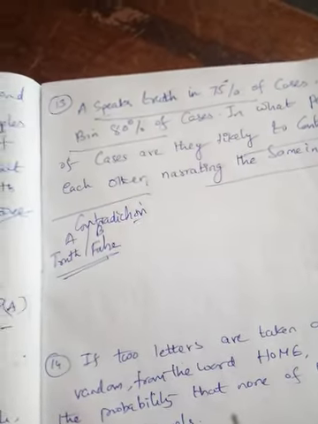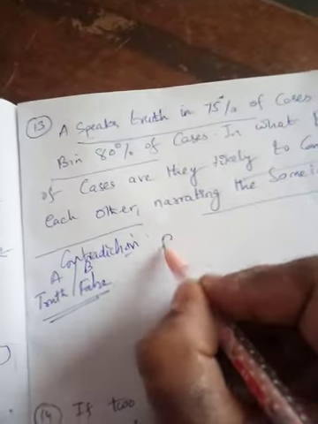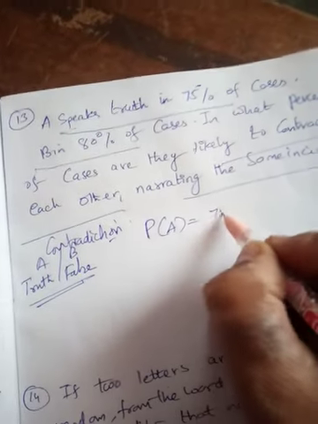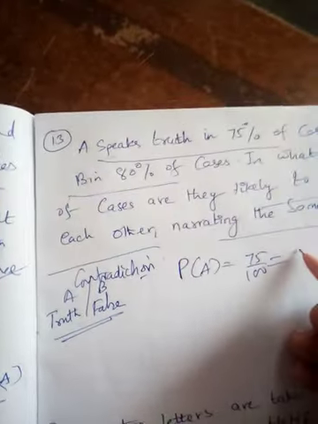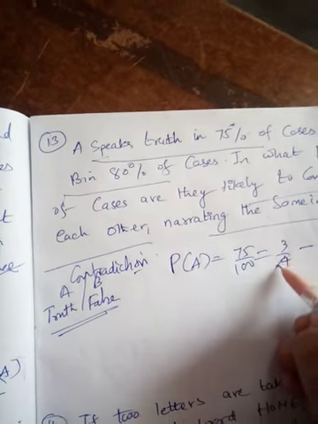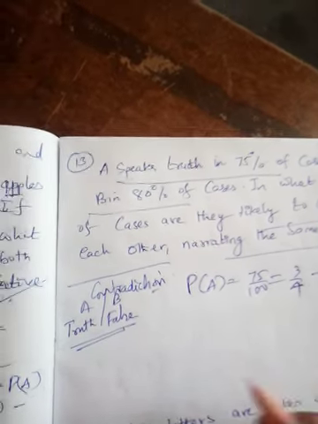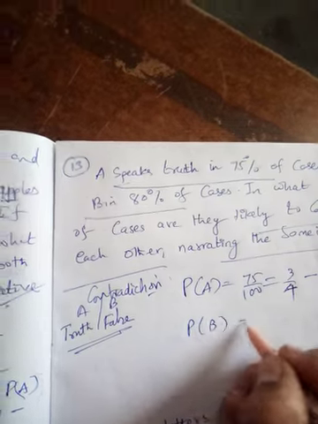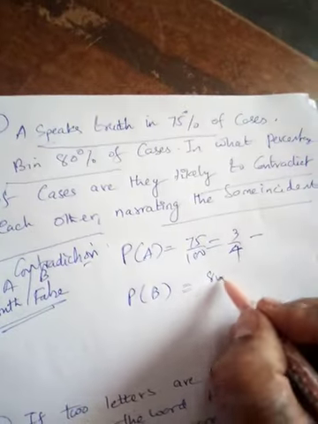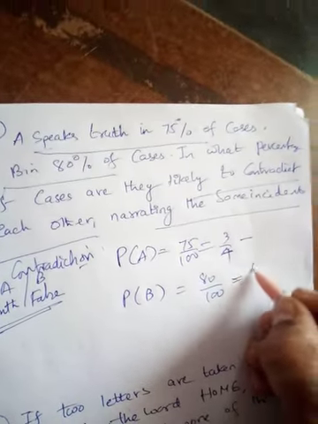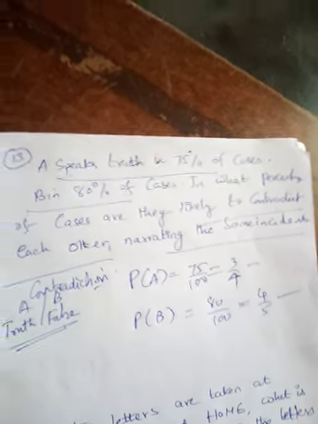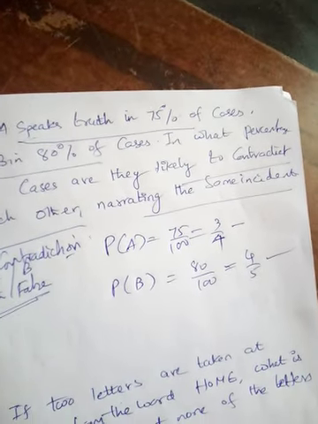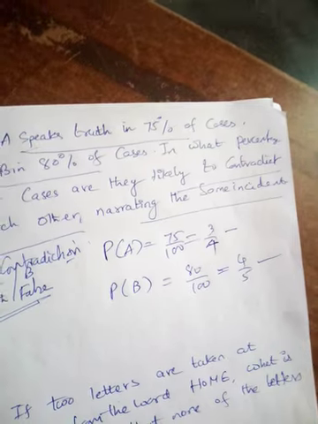Now A speaks truth in 75% of the cases. You can directly take P of A as 75 by 100, that is equal to 3 by 4. Coming to the next, P of B, the probability of B speaking truth, is 80%, that is 80 by 100, that is 4 by 5. That is, A speaking truth is 3 by 4, I'm sorry, B speaking truth is 4 by 5.